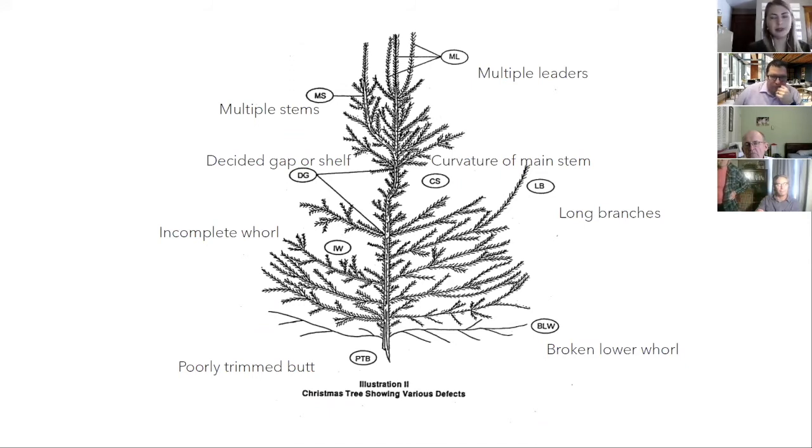Having a broken lower whorl, that's another one you can manipulate a bit, cut the bottom whorl off. Poorly trimmed butt, that's another one that you can manipulate. That's an operator error. Incomplete whorl though, that one's affecting the symmetry of your tree. So that's a more difficult improvement. And a decided gap or shelf, I guess you're just hoping somebody has a big tractor ornament at this point. So that's a pretty good diagram that shows some of the issues. There are far more. There's upwards of 20 different defects that are actually identified in the system, but this is some of the more common ones, I would say.